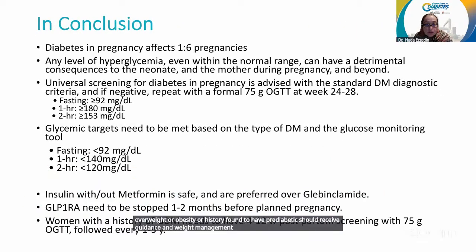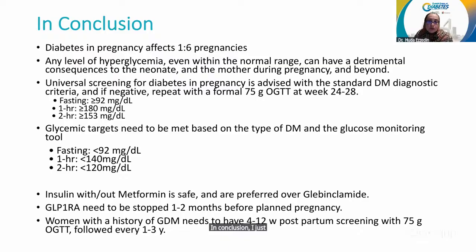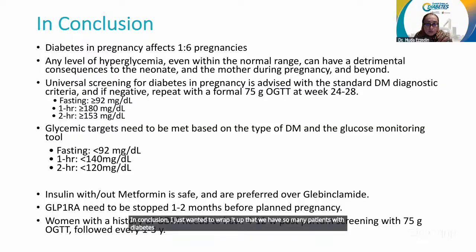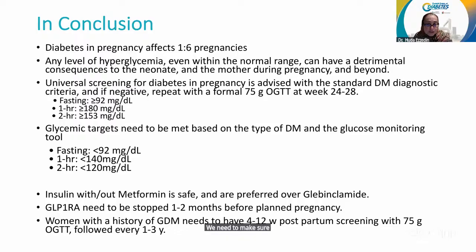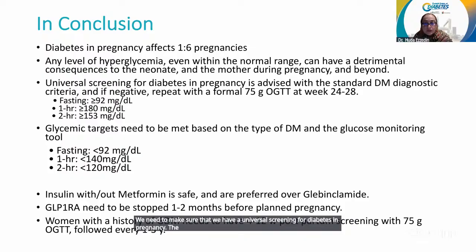In conclusion, I just wanted to wrap it up: we have so many patients with diabetes in pregnancy, almost 1 in 6 pregnancies, and any level of hyperglycemia can be detrimental. We need to make sure that we have universal screening for diabetes in pregnancy. The main thing is to advise the standard diabetes diagnostic criteria. And if negative, repeat a formal 75-gram OGTT between weeks 24 and 28, and these are the figures.